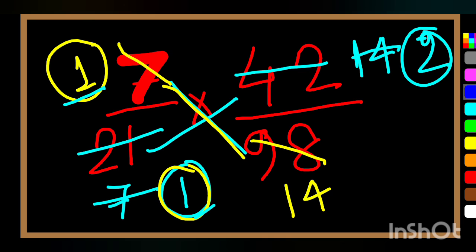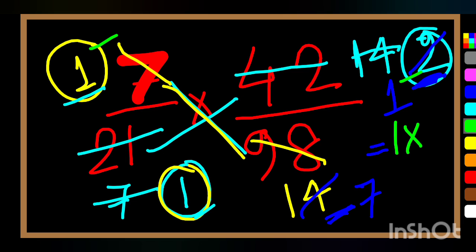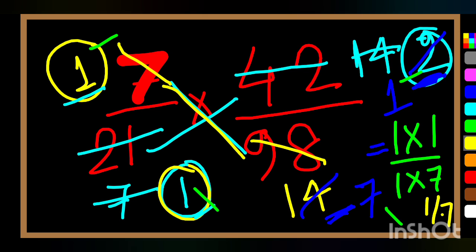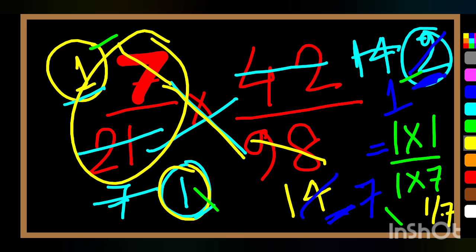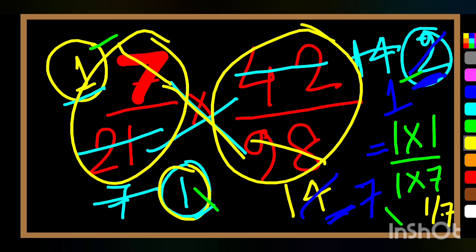Now we will check these two numbers, this numerator and this denominator. Here it is given 2 and here it is coming 14. So 2 and 14 can also be reduced by 2 itself. So after reducing, the numerator is coming 1 and the denominator is coming 7. Now simply we will multiply these two numerators. It is coming 1 into 1, for this one 1 into 7. So at last the answer is coming 1 by 7. So the product of 7 by 21 and 14 by 98 is coming 1 by 7.